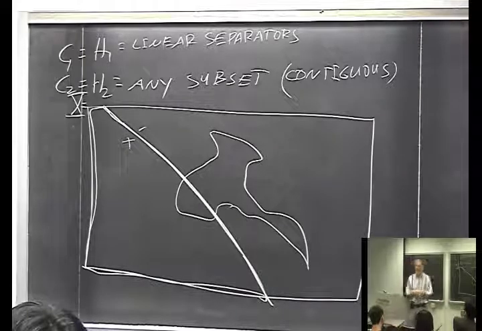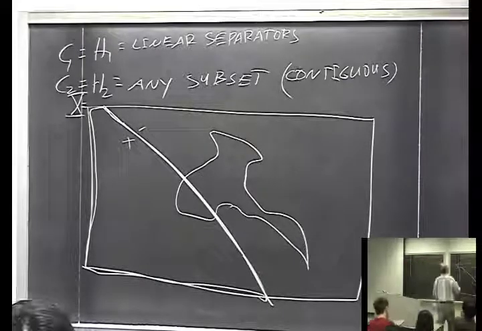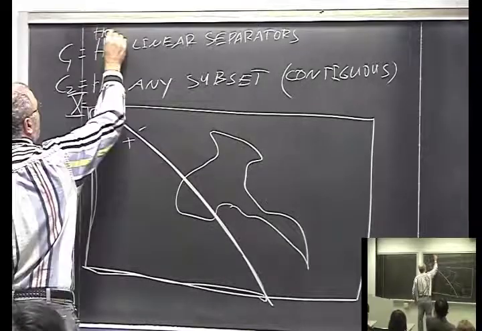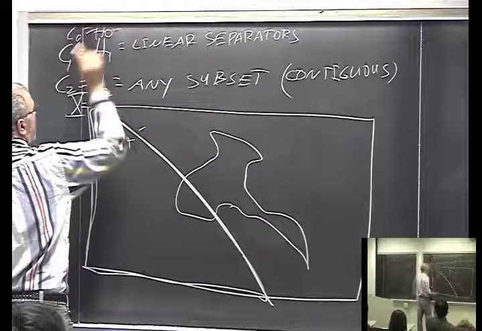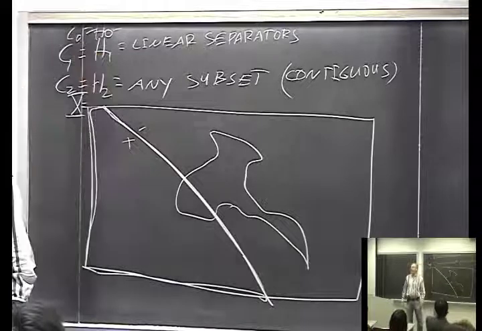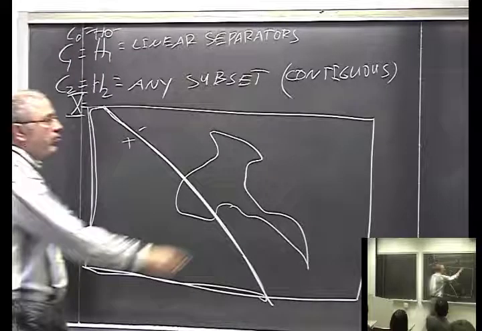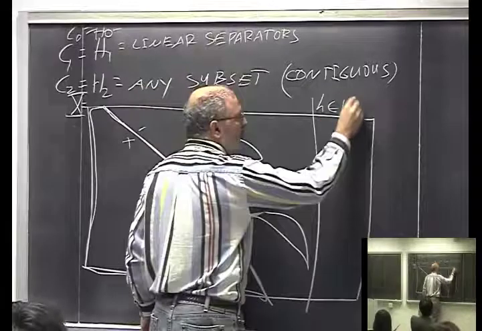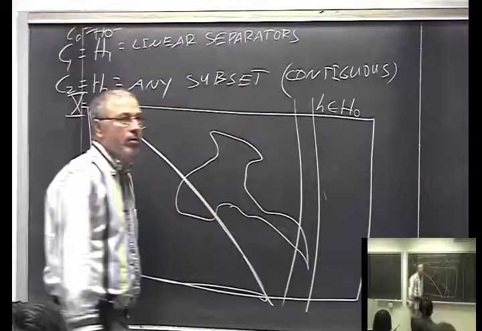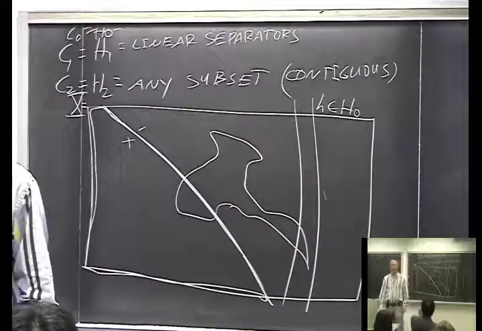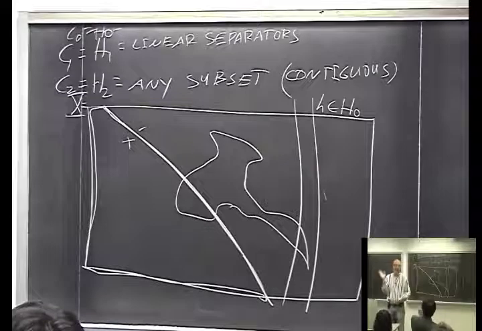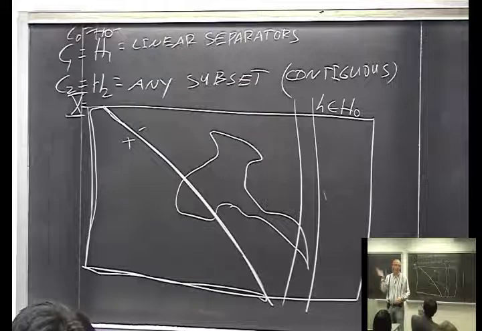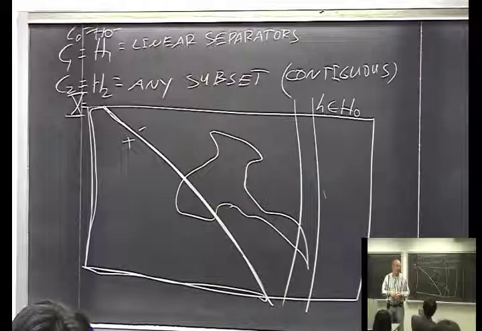Compare that to an even less discriminative model, let's say H0. H0 would be only linear separators that are vertical. This is an example from H0. Learning the right vertical separator is in a way an easier job than learning any separator, which in turn is an easier job than learning any contiguous subset.